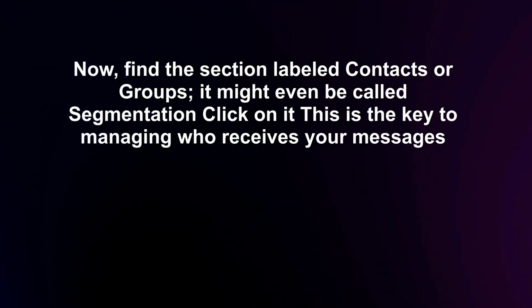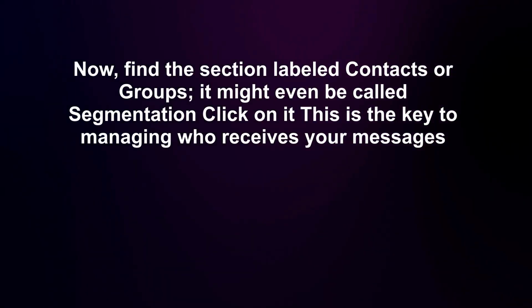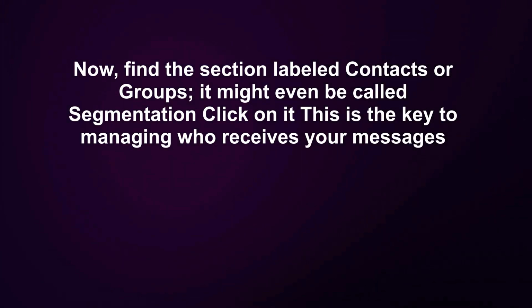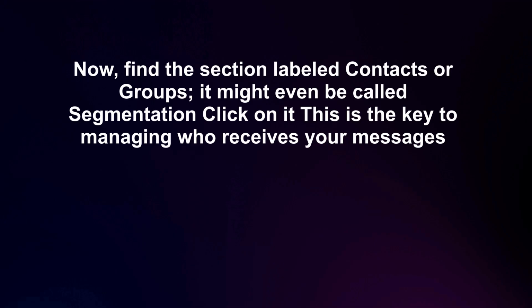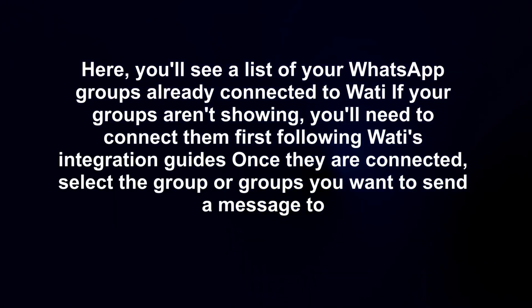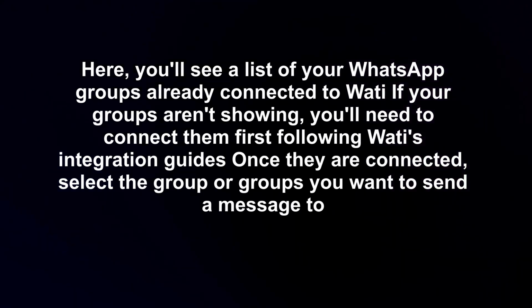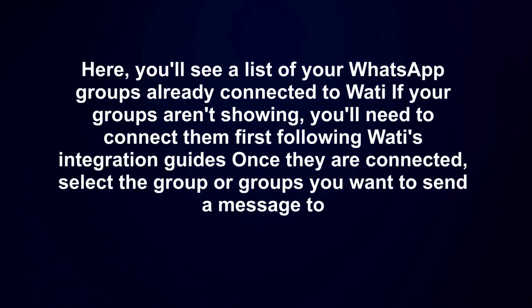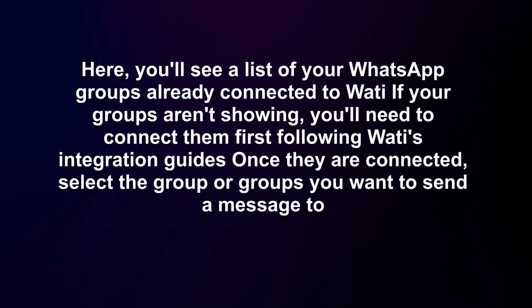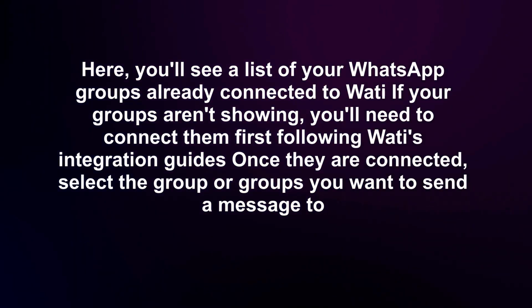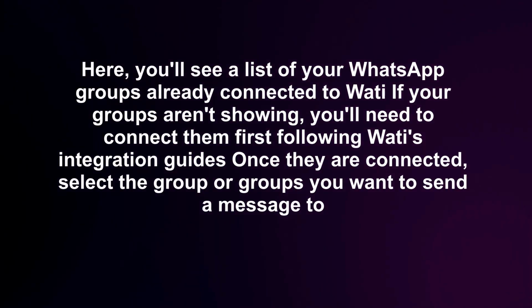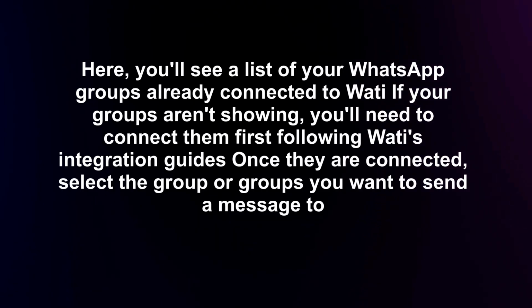Now, find the section labeled Contacts or Groups. It might even be called Segmentation. Click on it. This is the key to managing who receives your messages. Here, you'll see a list of your WhatsApp groups already connected to Wati. If your groups aren't showing, you'll need to connect them first following Wati's integration guides. Once they are connected, select the group or groups you want to send a message to.